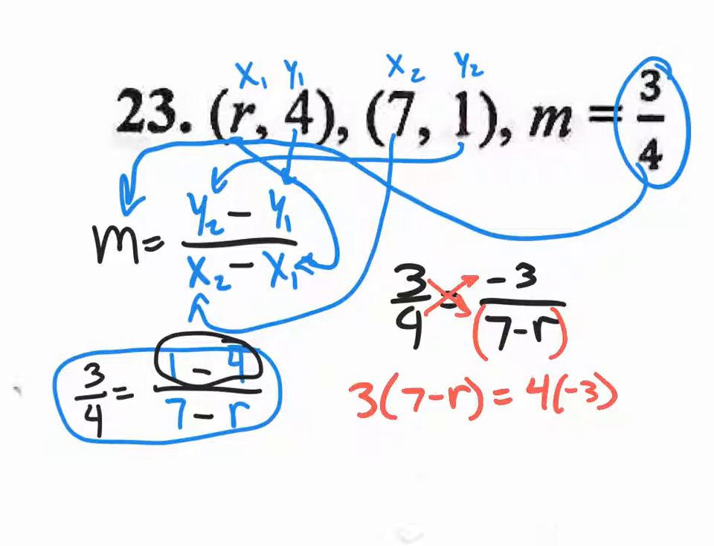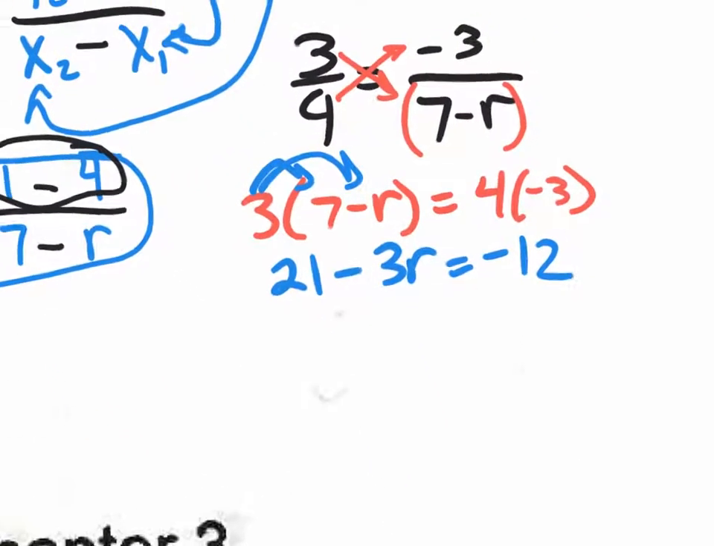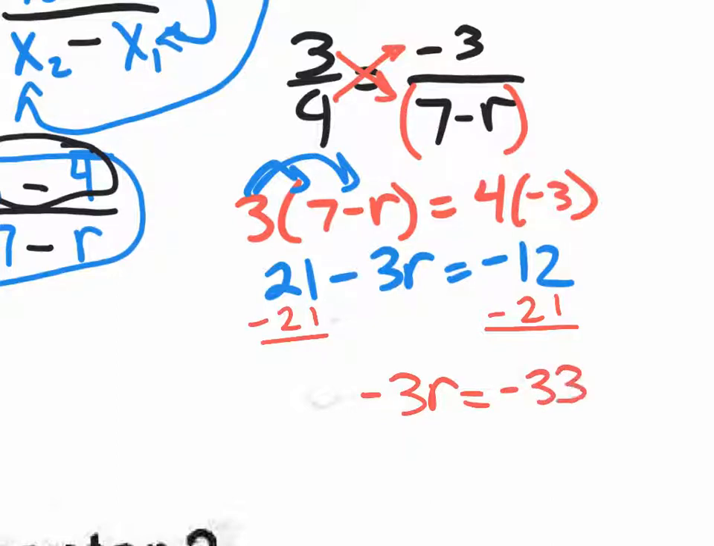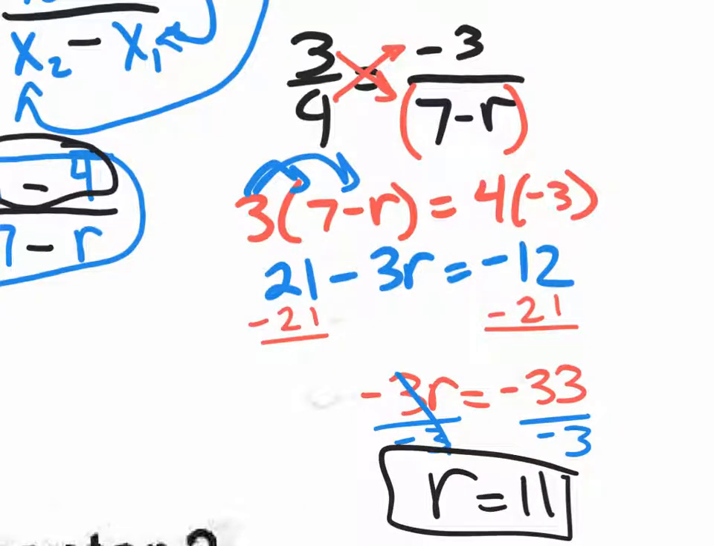Cross multiply. So 3 times 7 is 21. 3 times negative r is negative 3r. And then 4 times negative 3 is negative 12. Ladies and gentlemen, we have an equation here, a pretty simple one at that. We're just going to solve for r. Let's first get rid of the 21 by subtracting 21 and subtracting 21. You're going to have negative 3r equaling negative 33. Final step. Divide by negative 3. And of course, r equals positive 11.